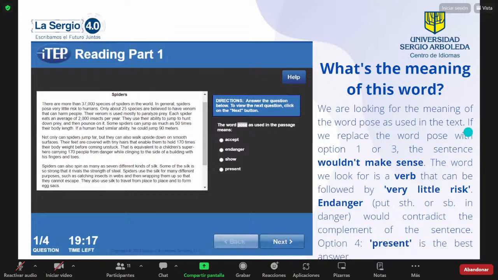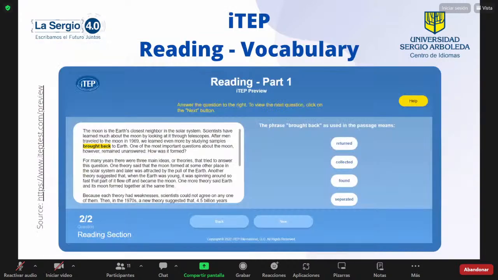Very good. Super. Now, let's do this one. This one is also on vocabulary. So you have 2 minutes. Brought back.